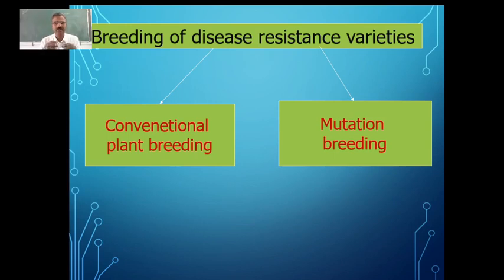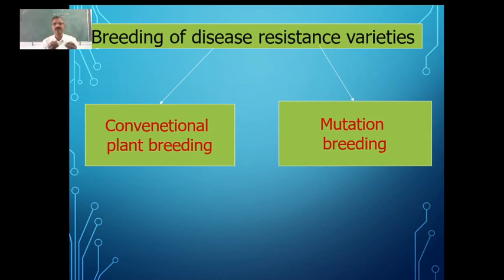So as we have already discussed in the previous class, one of the important purposes of using plant breeding is to develop disease resistant varieties. Then how do we develop this disease resistant variety of a particular plant? We have two different ways by which we can develop them. That is by conventional plant breeding, which we have already discussed, and also by mutation breeding, where we are going to change the genome, the genes, by using mutations.